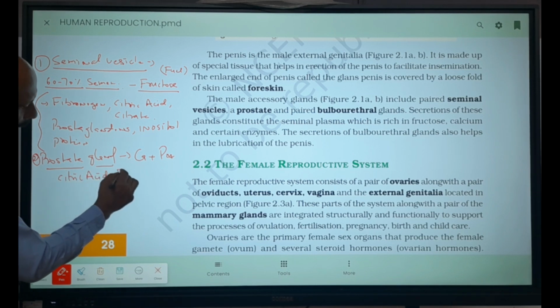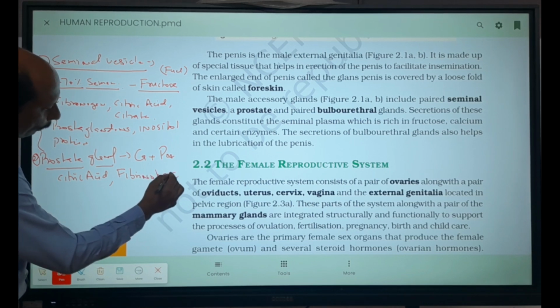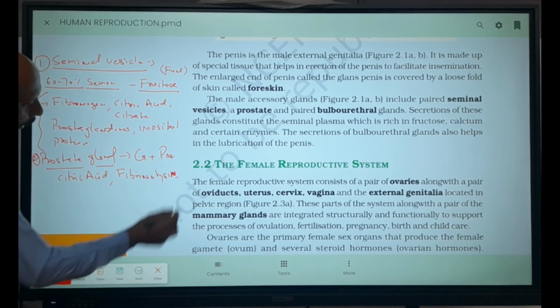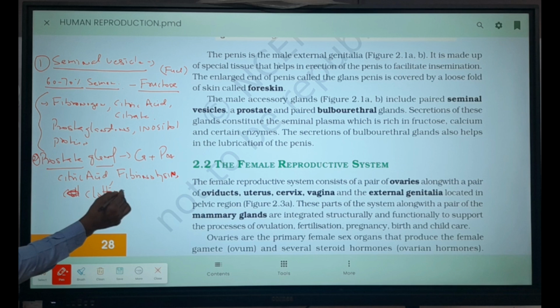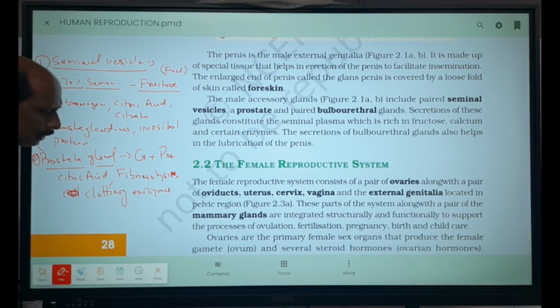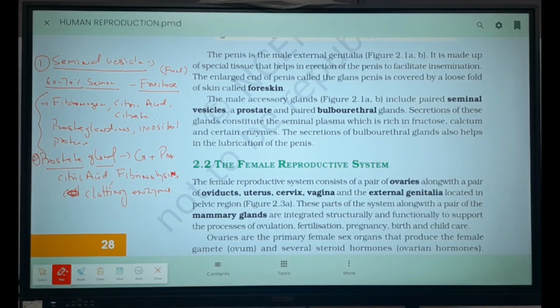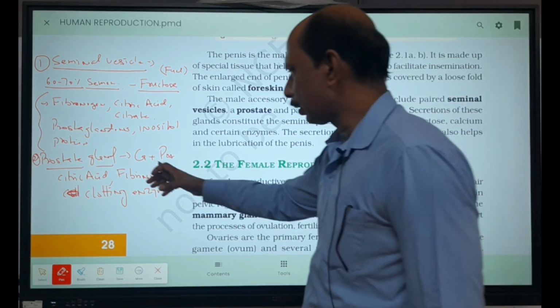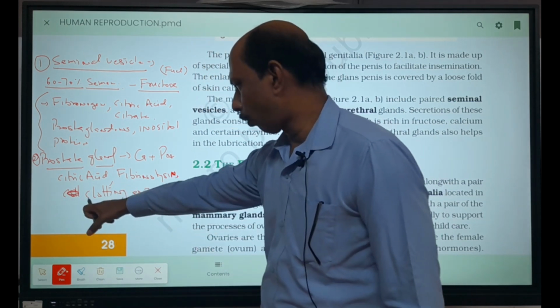Second is fibrinolysin enzymes, right? Fibrinolysin. Fourth enzyme is clotting enzyme, it is clotting enzymes. These are present in prostate gland, right? So in prostate gland, calcium and phosphorus are for energy, right? Another thing you can see here is clotting enzymes.